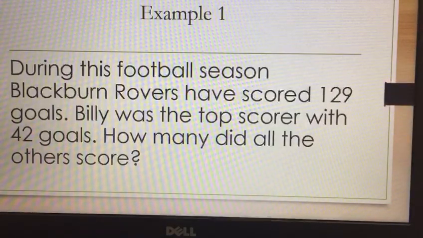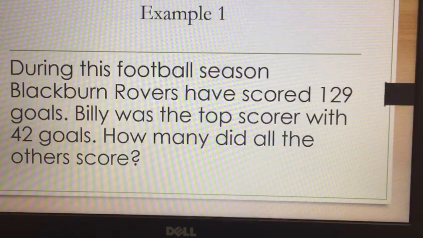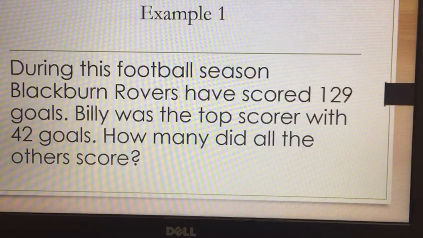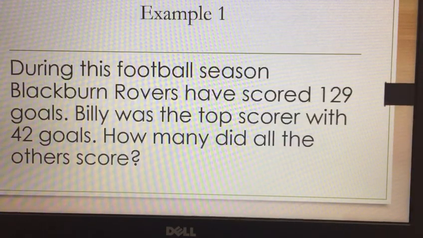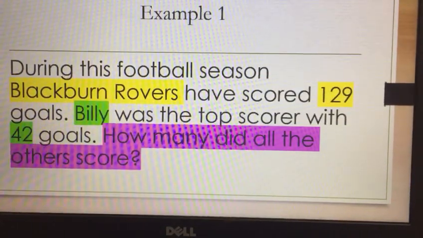During this football season, Blackburn Rovers have scored 129 goals. Billy was the top scorer with 42. How many did the others score? So basically, how many goals did the other players in Billy's team score? Okay, so with a highlighter, we're going to highlight the key words in this question. See if yours are similar to mine.